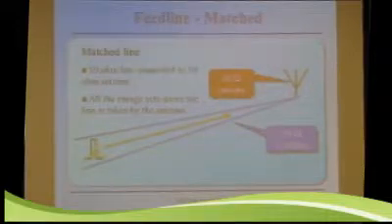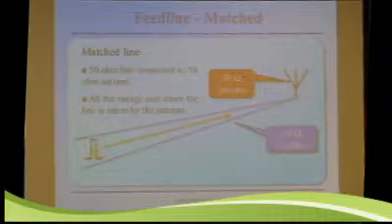All the energy, if it's matched perfectly, then all the energy sent down the line is accepted by the antenna and radiated. And that's as good as it gets. Essentially, you get the advantage of every milliwatt of signal you send down there gets radiated from the antenna.